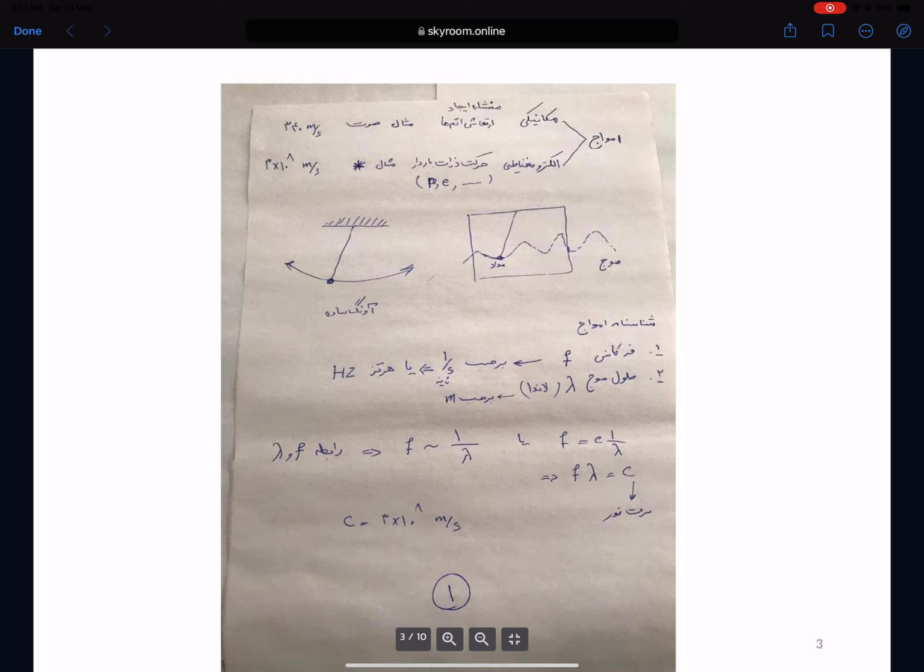Suppose that it's like a first name and last name, but in the case of waves, these two properties are frequency and wavelengths. So please note that these two properties are very important for me. The first one is frequency and the second one is wavelengths.